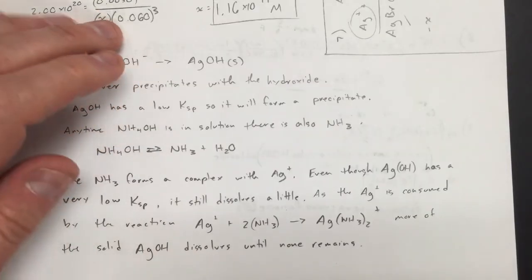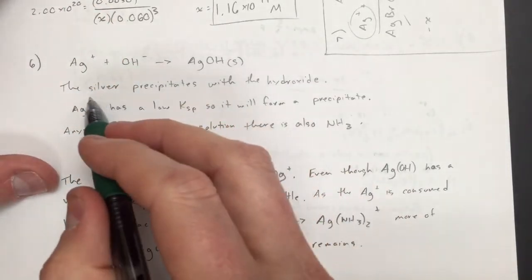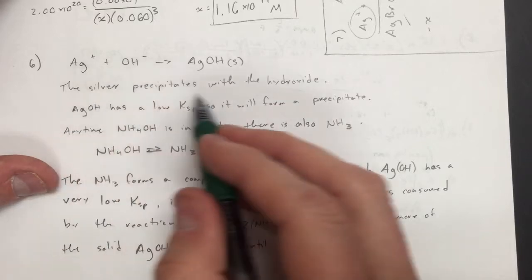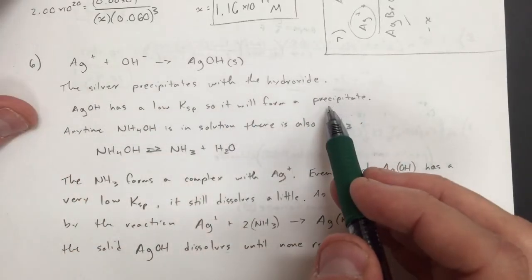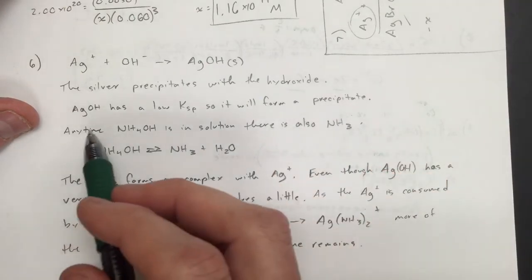So, first, silver forms a precipitate with the hydroxide. AgOH has a low Ksp, which means it will form a precipitate. It is not very soluble. So that's the first part.